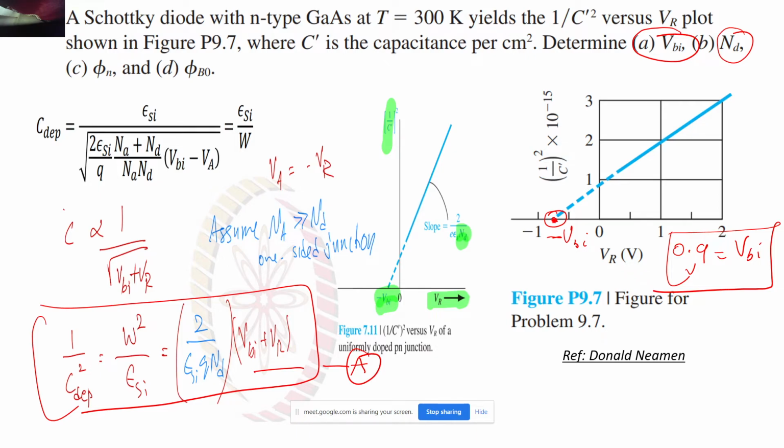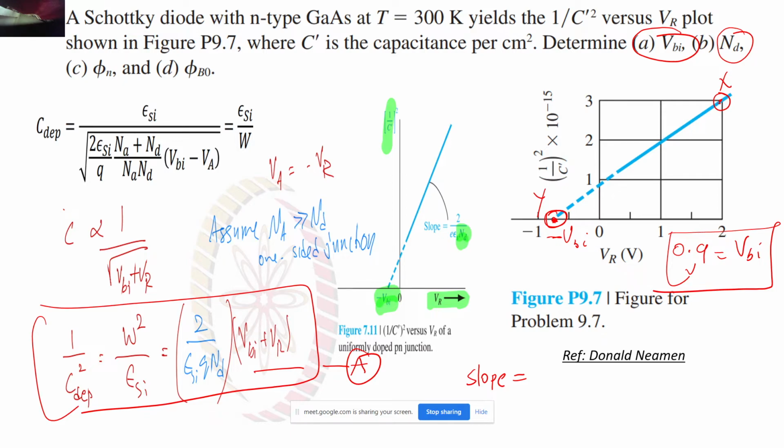What do I need to find the value of ND? Maybe the slope. Yeah, exactly, correct. You need the value of slope, right? So now if you look at the graph, I'm just taking 2 points. This is point number X and this is my point number Y.